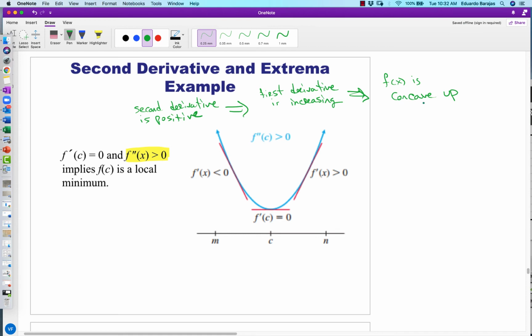That means that the original function is concave up. It has this sort of a shape. And so we know that this must be the lowest point. And that happens when that first derivative is equal to 0, right? The slope of the line tangent at that point is going to be horizontal. So we know that the first derivative evaluated at c will be equal to 0. So f prime of c equals 0 means we have a horizontal tangent, and the second derivative being strictly greater than 0 implies that f of c is a local minimum.